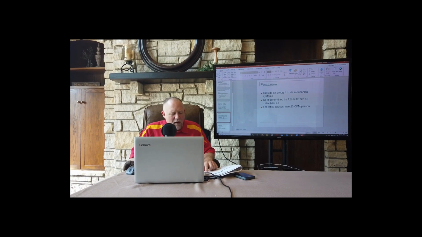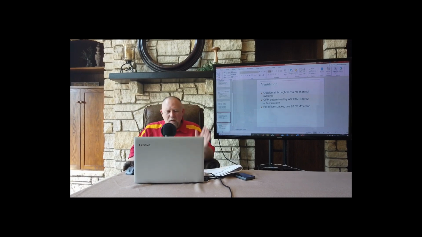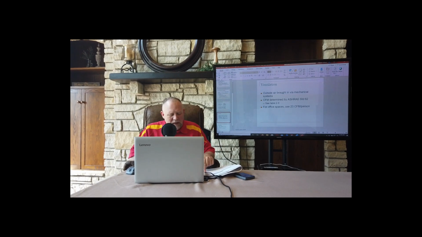The far right column is in CFM per person. The column to the left of it is occupant density. In other words, we're assuming a certain number of people per 1,000 square feet. If you don't know how many people are in a space, use this value. And then you use the CFM per person next to it.